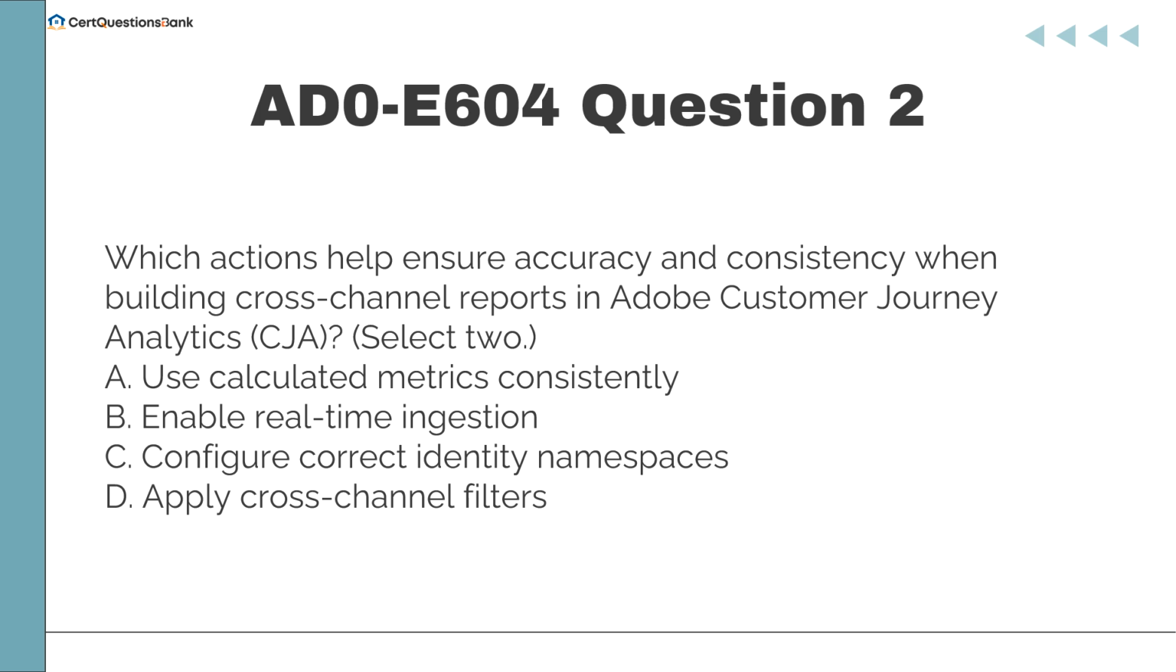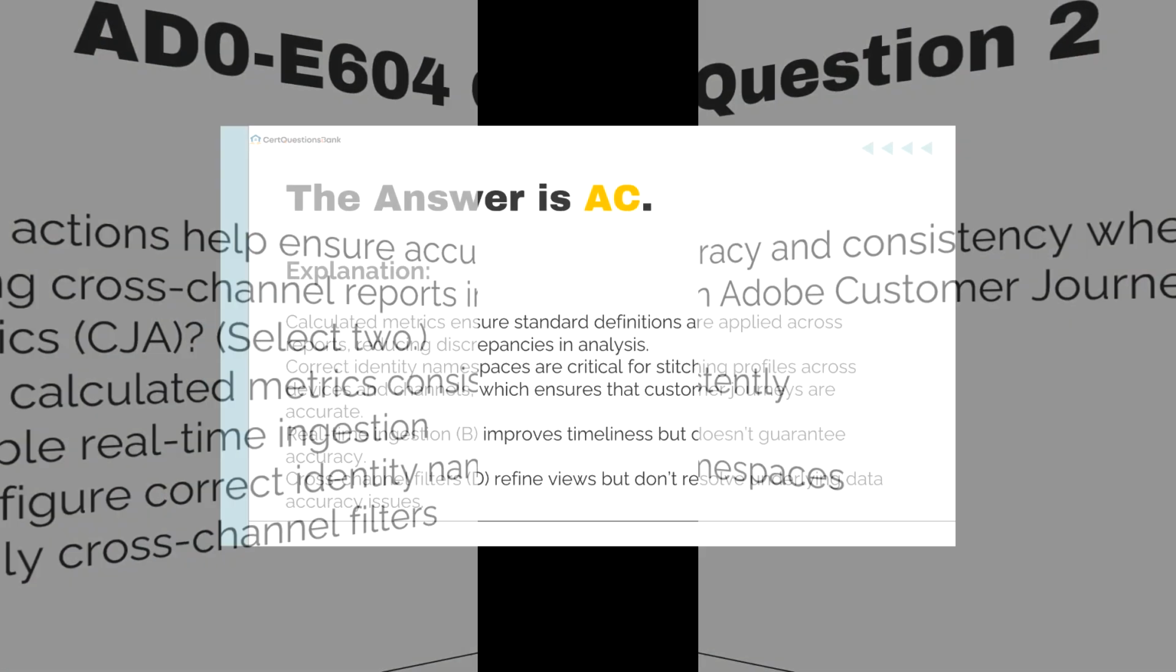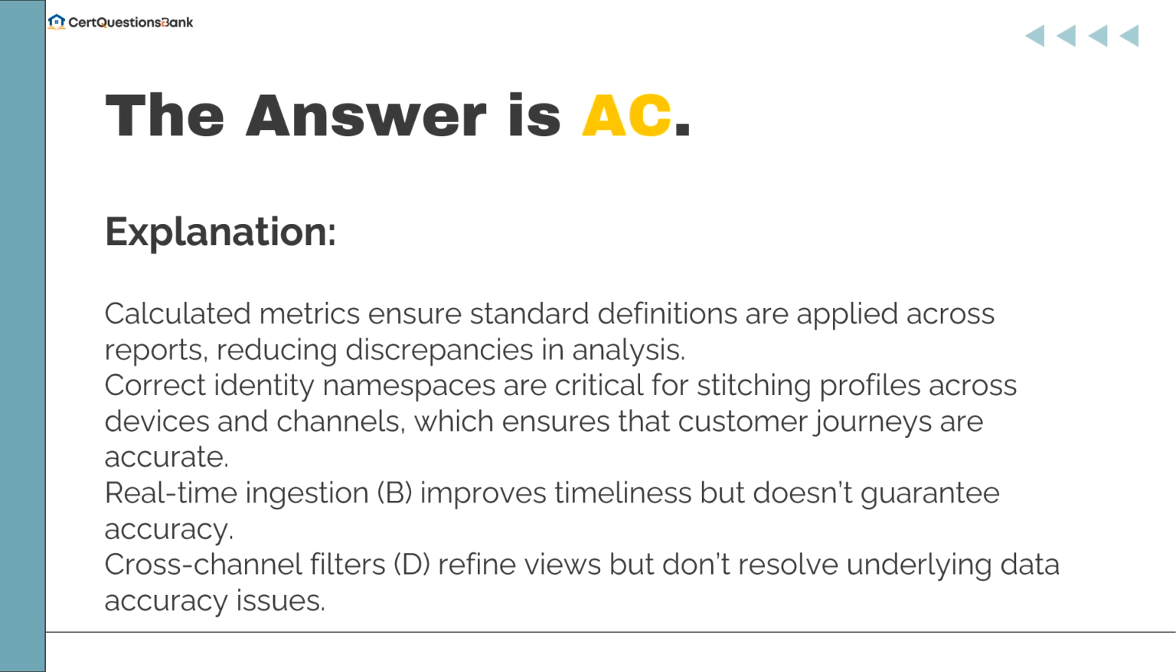Which actions help ensure accuracy and consistency when building cross-channel reports in Adobe Customer Journey Analytics (CJA)? Select 2. A. Use calculated metrics consistently. B. Enable real-time ingestion. C. Configure correct identity namespaces. D. Apply cross-channel filters. The answer is AC.